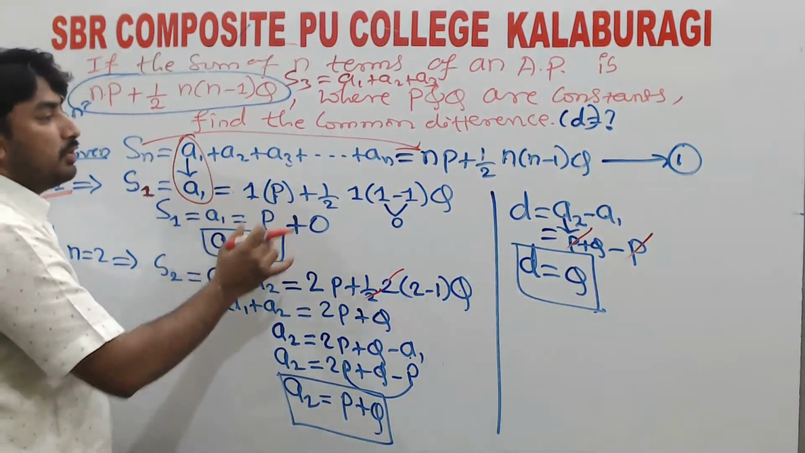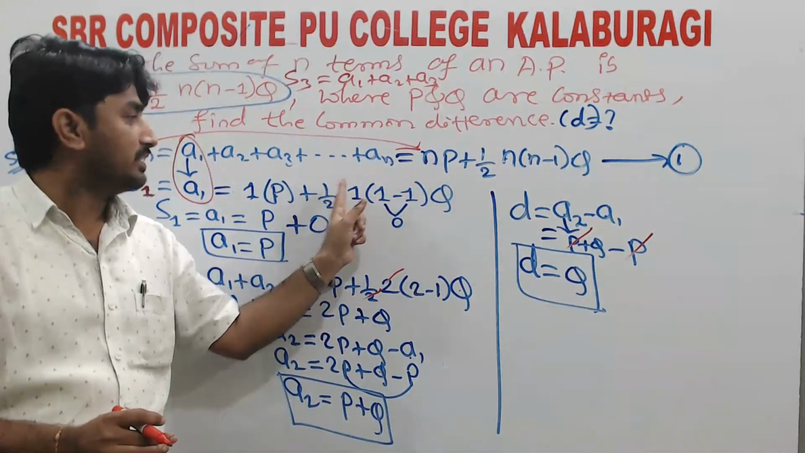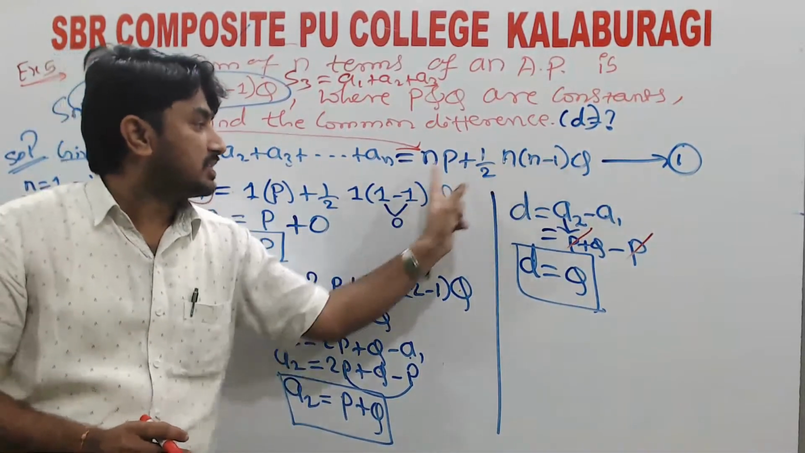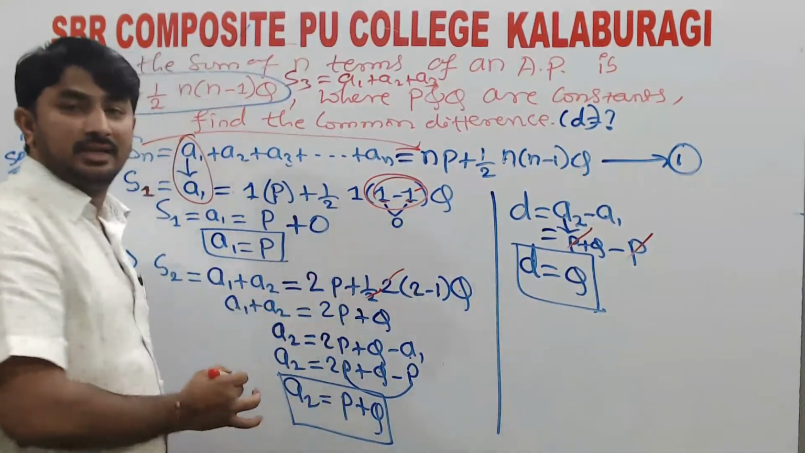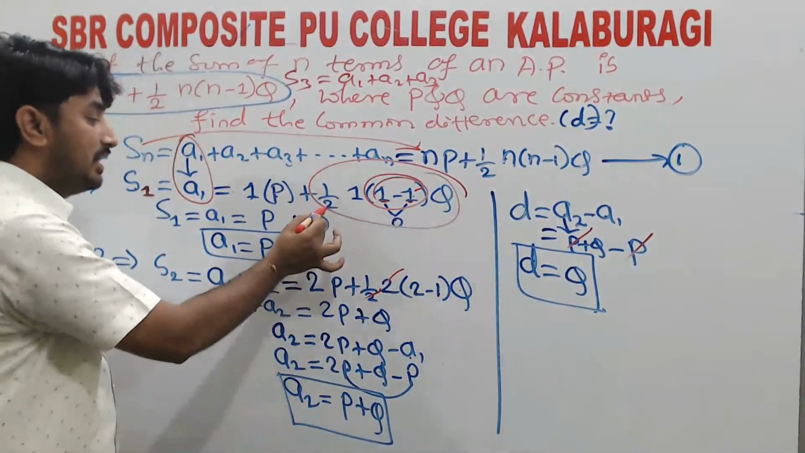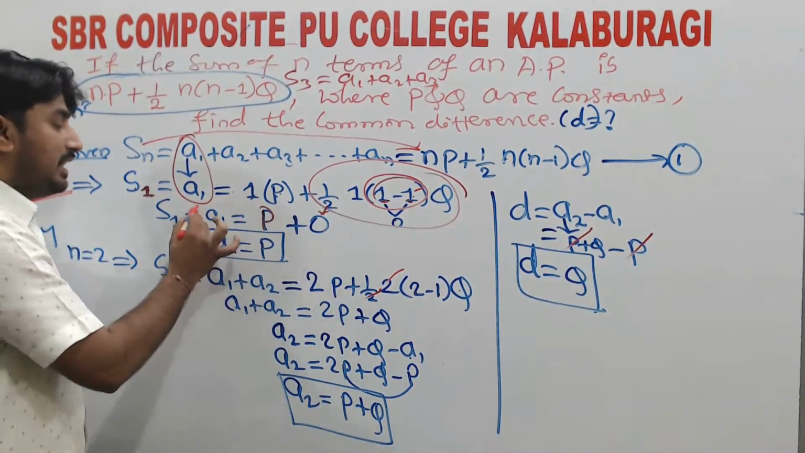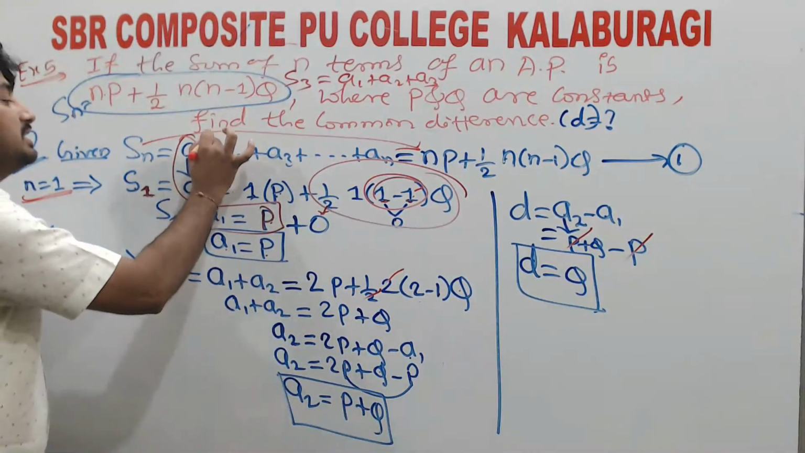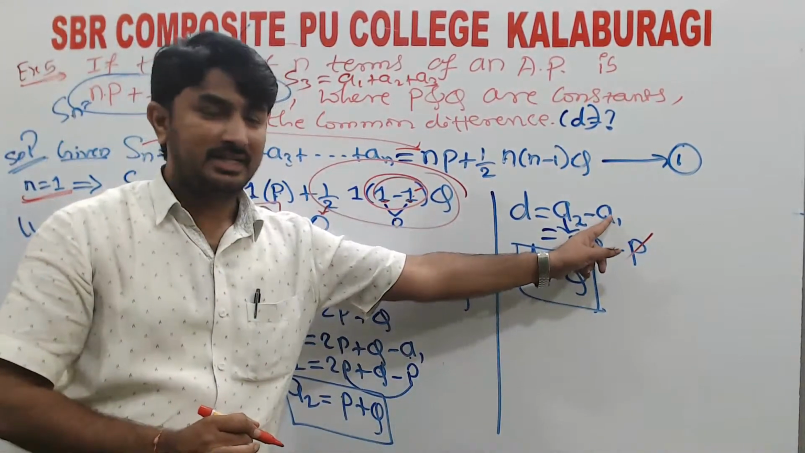So A1 equal to, put n equal to 1 in place of n, and in place of n it is 1, minus 1 into q. Here minus 1 plus 1 becomes 0, so 1 minus 1 is 0, and 0 multiplied to the whole term becomes 0. And here 1 into p is p, so the first term value A1 is p.